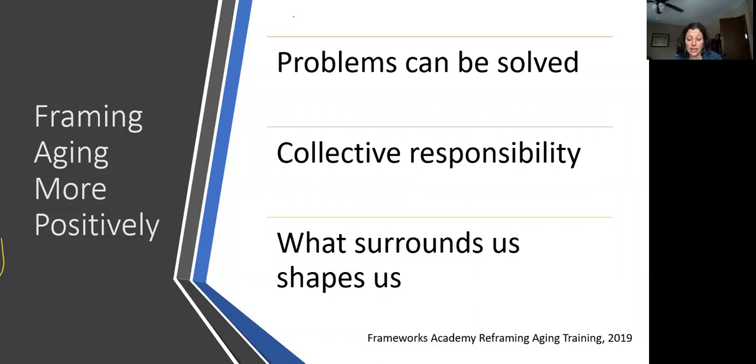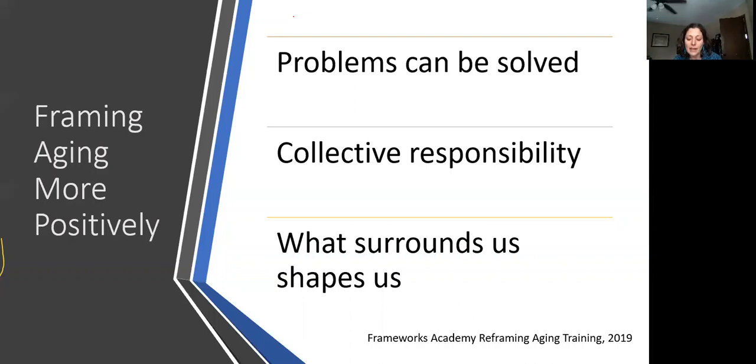It helps us view aging-related problems, aging-related challenges as problems that can be solved, as opposed to something that just happens, right? It gives us a lot more agency and power in those situations. It can help us foster a sense of collective responsibility. It's not us versus them. It's not younger people versus older people, no matter how you define that, right? Because we talked about the fact that I'm never old, always someone else is old.